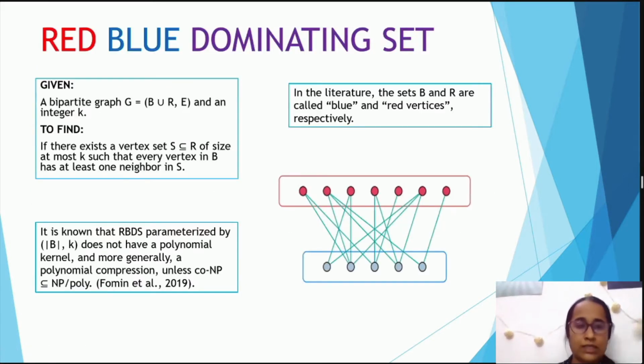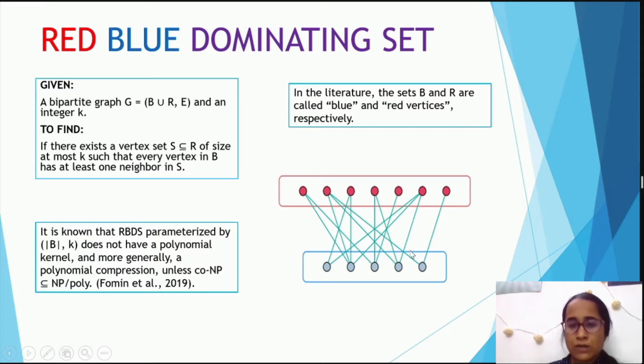The red-blue dominating set problem. Here we have a bipartite graph and an integer k, and we want to find whether there is a subset of R of size at most k such that every vertex in B has a neighbor in this particular subset. The vertices in B are called blue vertices, and the vertices in R are called red vertices. It is known that this problem does not have a polynomial kernel, and more generally a polynomial compression, unless co-NP is in NP/poly.